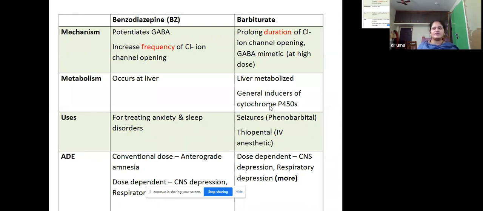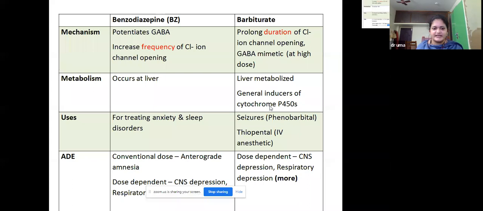And what's the difference between benzodiazepines and barbiturates? Benzodiazepines increase the frequency of chloride channel opening. Barbiturates increase the duration of chloride channel opening. Metabolism occurs in the liver for benzodiazepines. For barbiturates it also occurs in the liver, but barbiturates are inducers of cytochrome P450, so there will be a lot more drug interactions with barbiturates compared to benzodiazepines. Phenobarbital is used in seizures and thiopentone as an anesthetic. These are the uses of barbiturates.